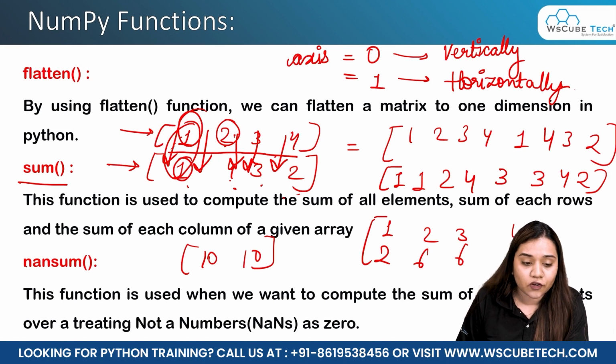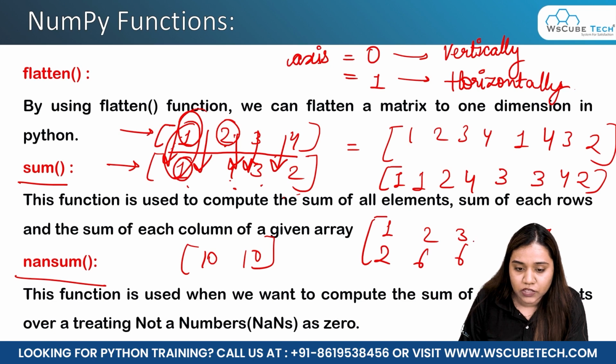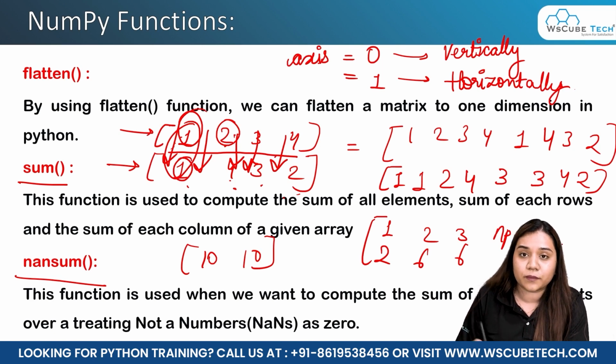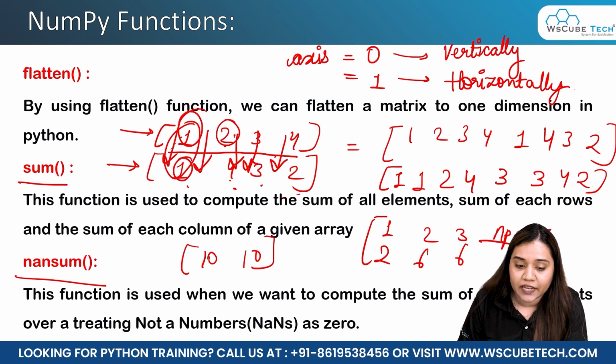Next, let's move ahead and talk about nansum. Now what is nansum? This function is used when we want to compute the sum of array elements while treating not-a-number values, NaNs, as 0. Suppose instead of 1, 2, 3, 4, this is our array, and instead of 4 I have np.nan. NaN means not a number. So suppose we have only 1, 2, 3 and we don't have a number over here, we have np.nan. In that case nansum is used.